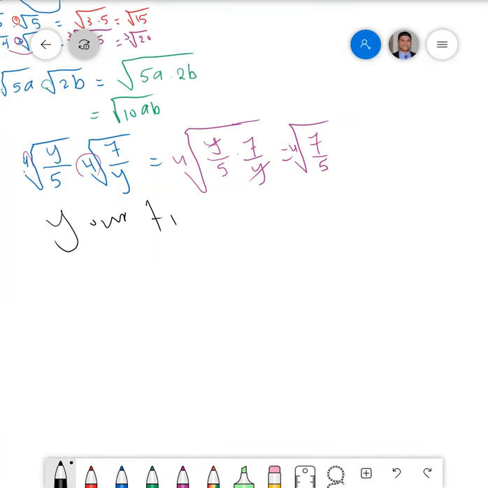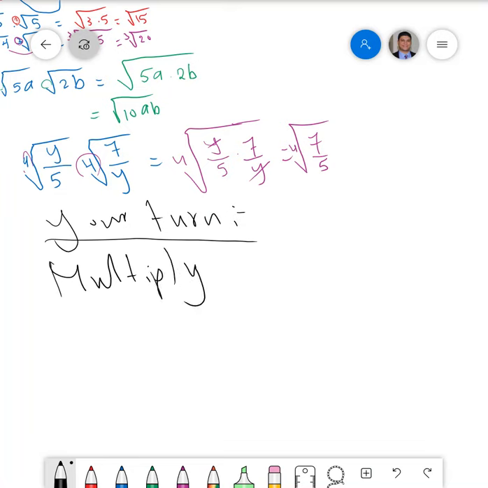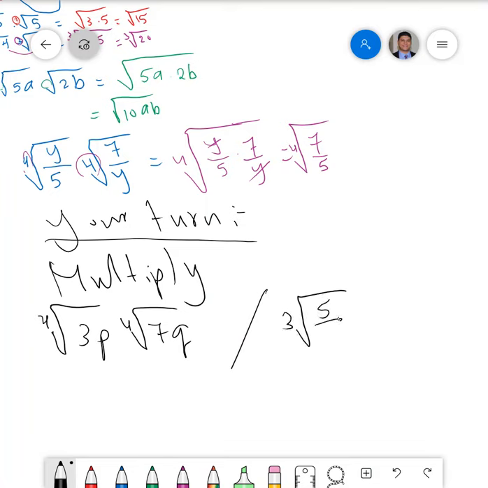Your turn. Multiply fourth root of 3p times fourth root of 7q. Another one, third root of 5 over p times third root of 2 over q.